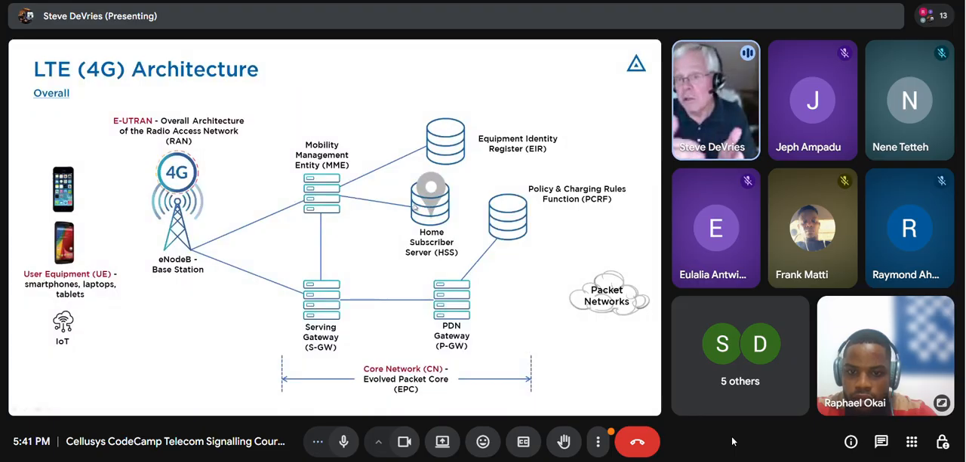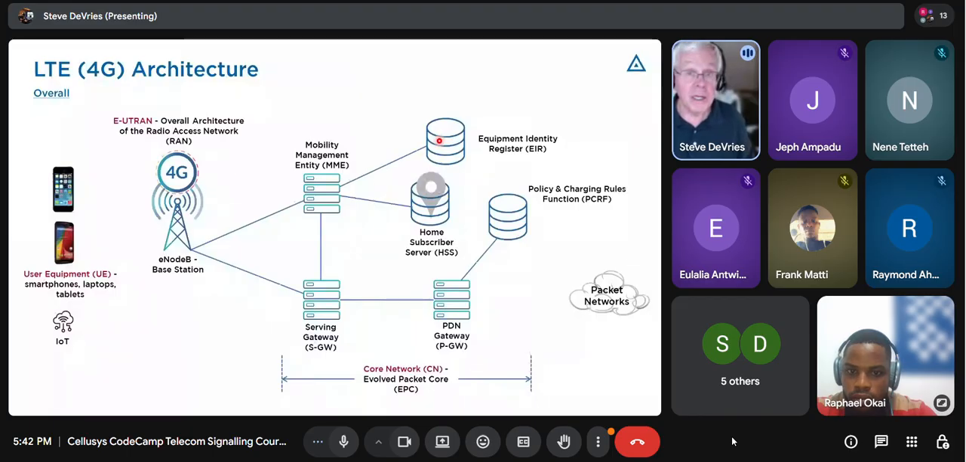Kind of like it did in 2G, 3G, where your mobile switch checked its own internal visitor location register and then got information about you from the home location register. It's kind of the same thing. The mobile switch and visitor location register function is now done at this device here, the mobility management entity. And instead of a home location register, it's called a home subscriber server.